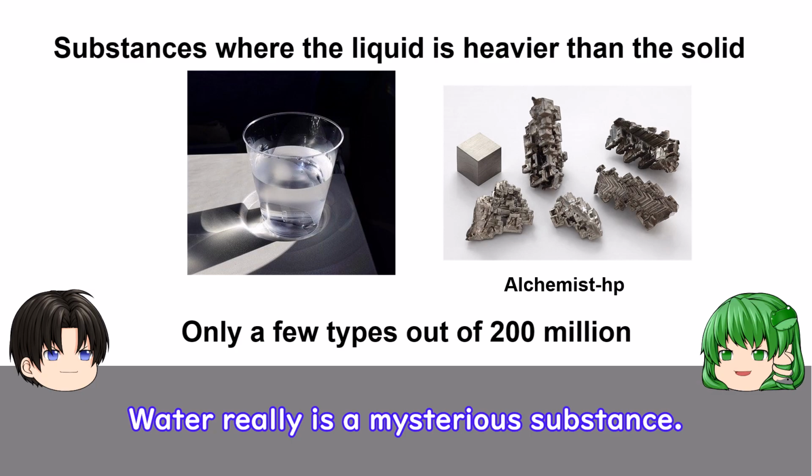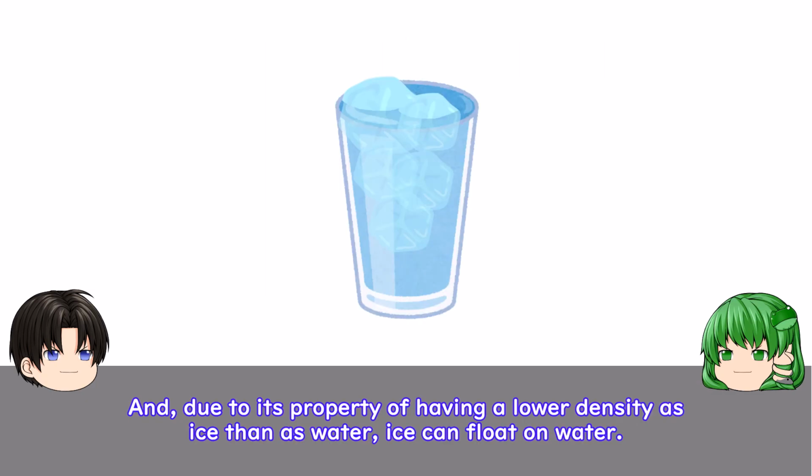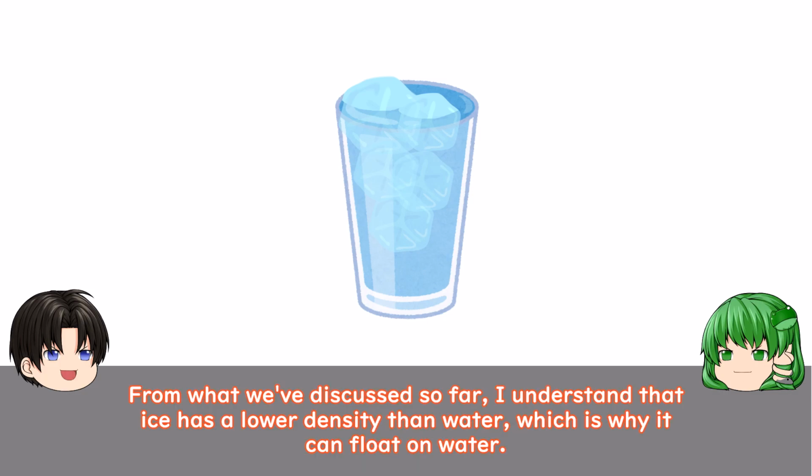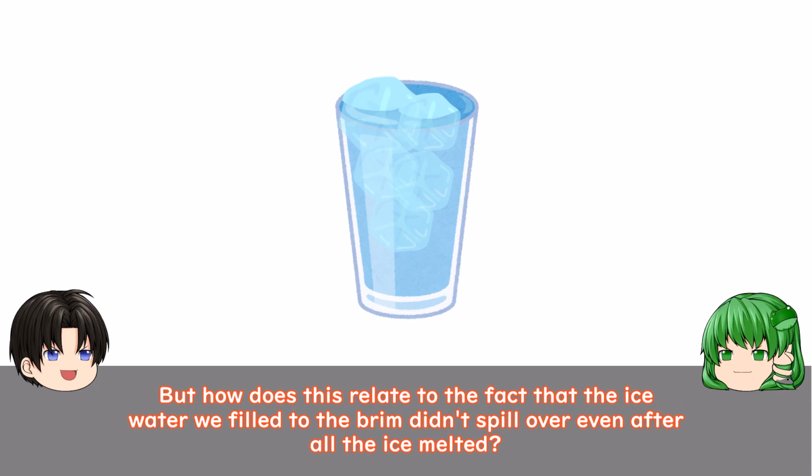Water really is a mysterious substance, and due to its property of having a lower density as ice than as water, ice can float on water. I see. From what we've discussed so far, I understand that ice has a lower density than water, which is why it can float on water. But how does this relate to the fact that the ice water we filled to the brim didn't spill over even after all the ice melted?